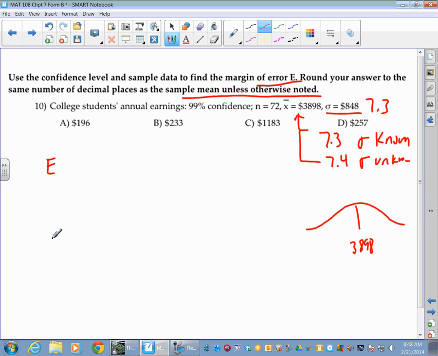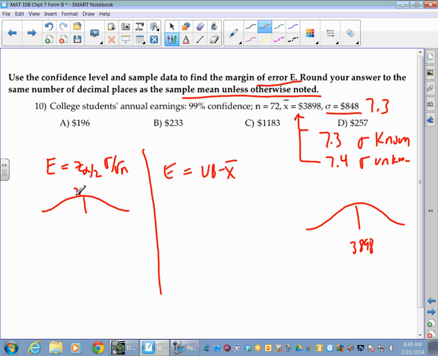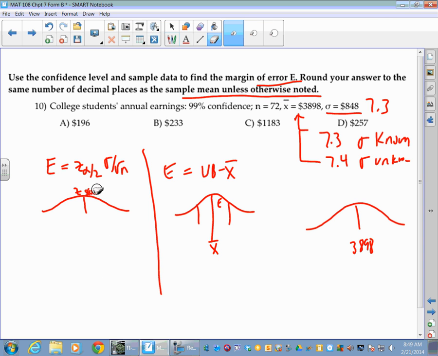There's actually 2 ways to find E. E equals Z alpha over 2 times standard deviation over root n. E also equals upper bound minus X bar. So if you went this route, you would have your Z score picture. If you went this route, you would have your bounds with your X bar in it. And E is right here. Okay? So either way you go, it makes no difference to me.